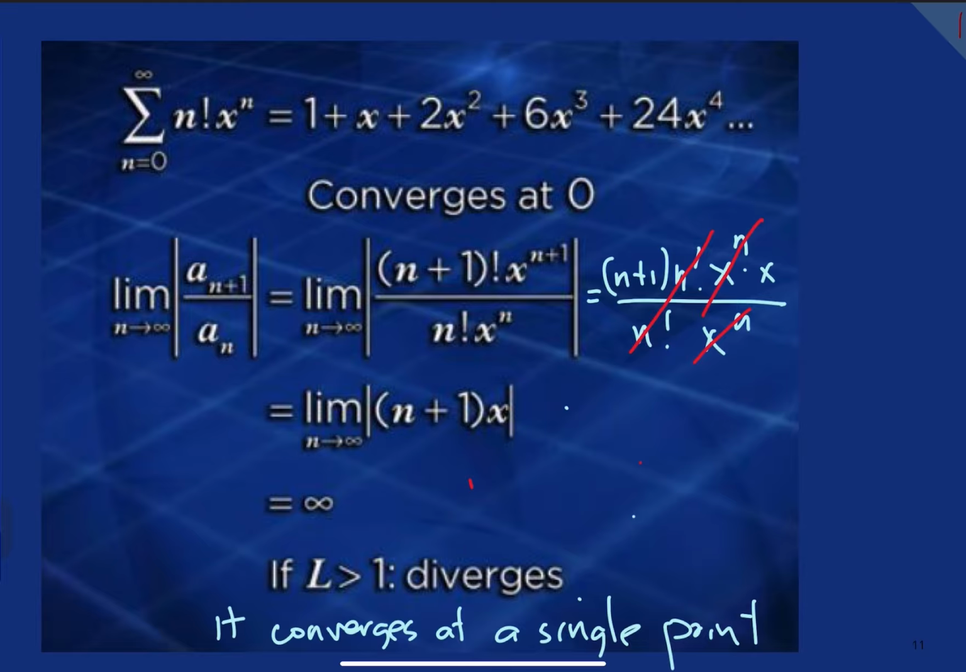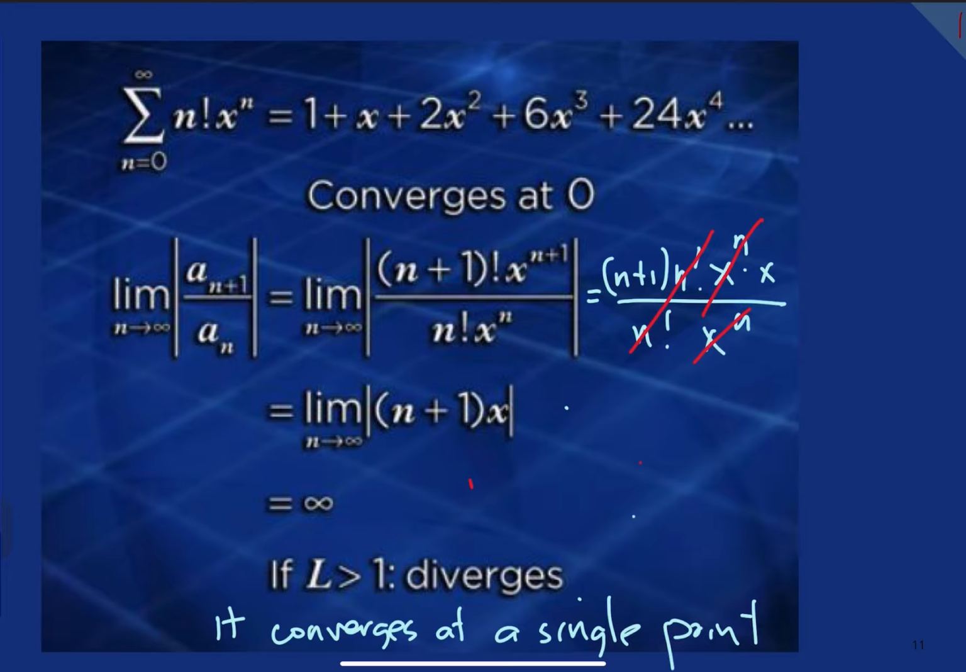So we know that this one will converge at 0. All these power series converge at the point about which you're expanding the infinite polynomial. Because if you plug in x equal to 0, you get 1 plus 0 plus 0 plus 0, so it collapses to 1. So the real question is, does it converge anywhere else?